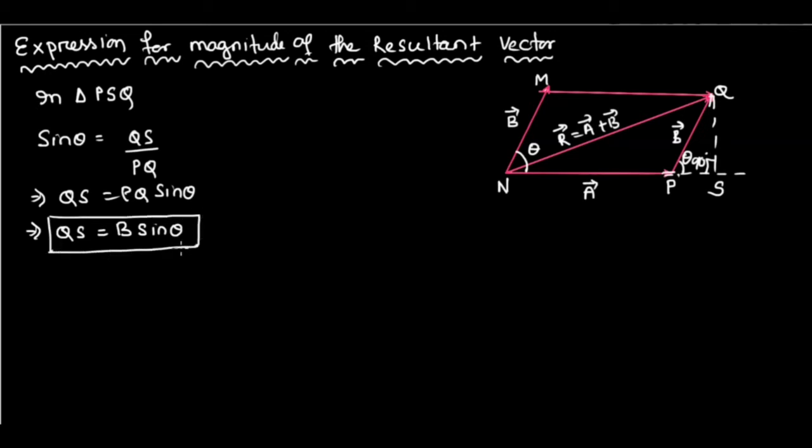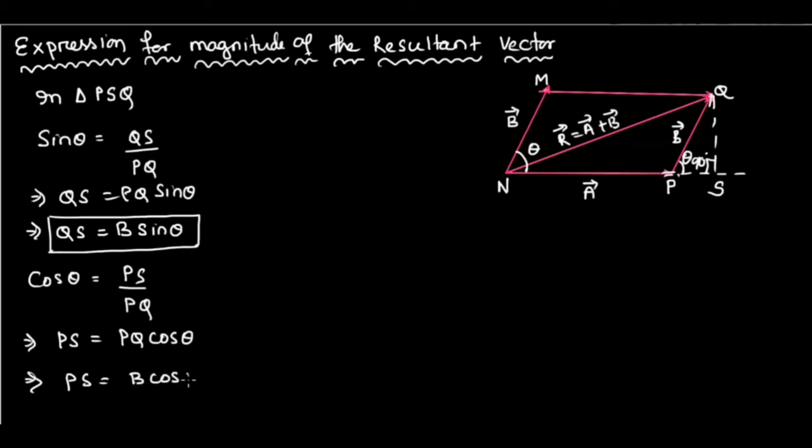Now in the same triangle PSQ, I will find the value of cos theta. Cos theta will be B by H. In this triangle PSQ, PS is the base and PQ is the hypotenuse. So I can write PS by PQ. That implies PS equals PQ cos theta. Again PQ is the magnitude of vector B, so PS is equal to B cos theta.